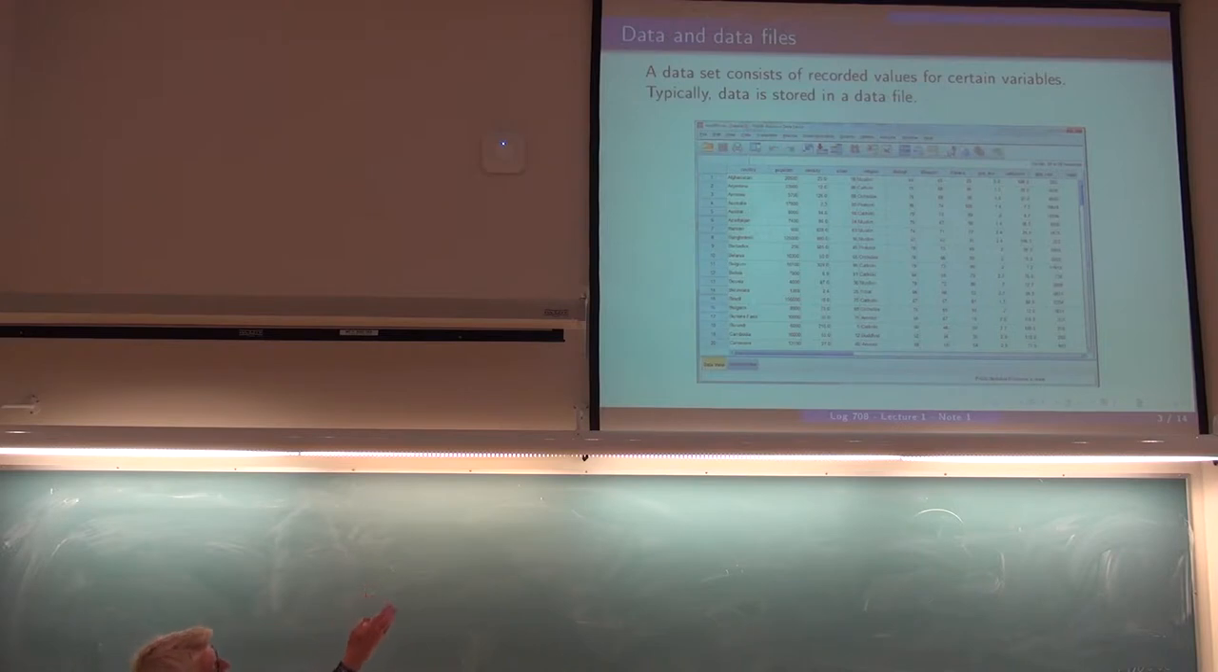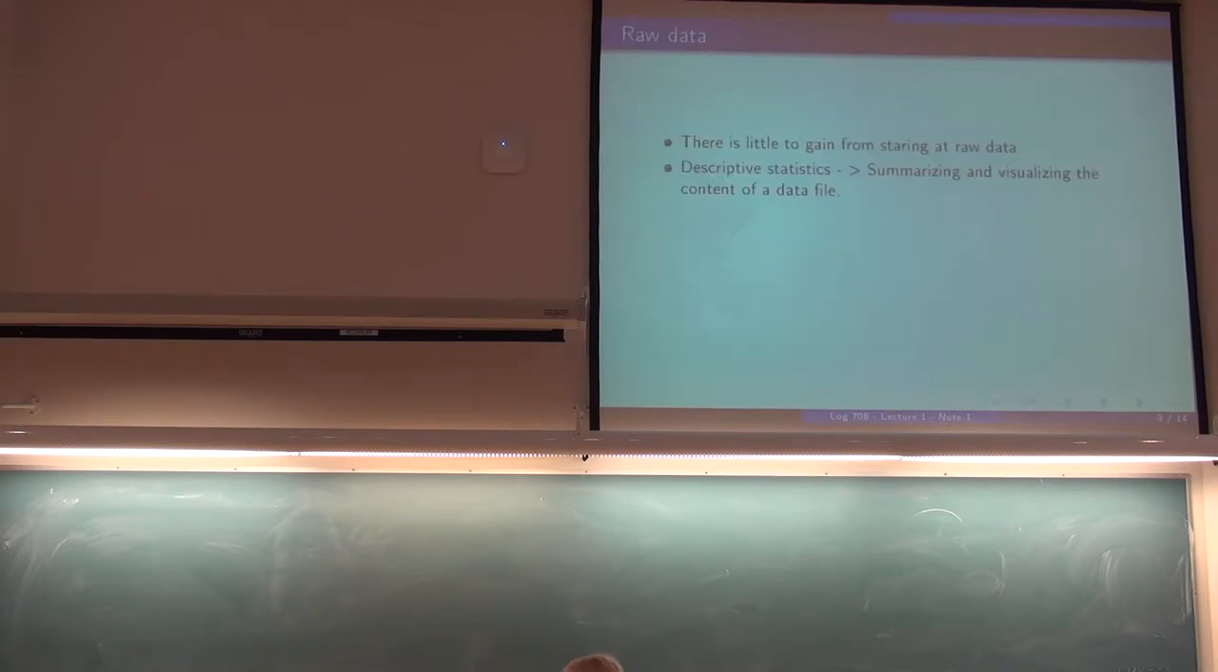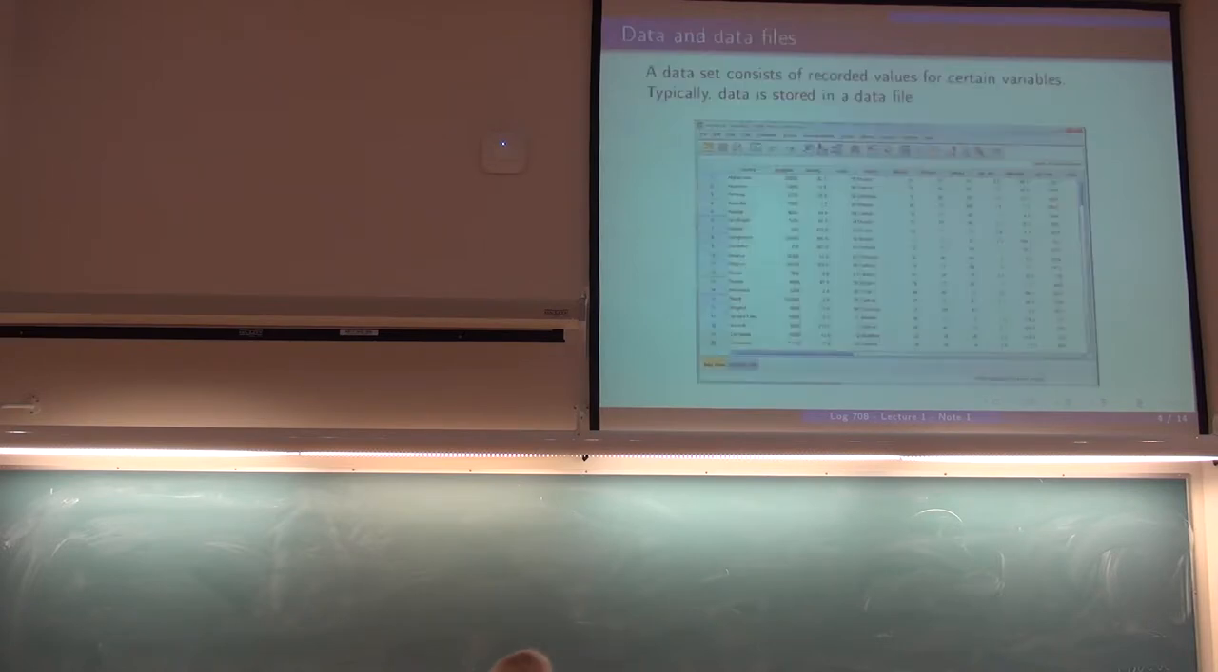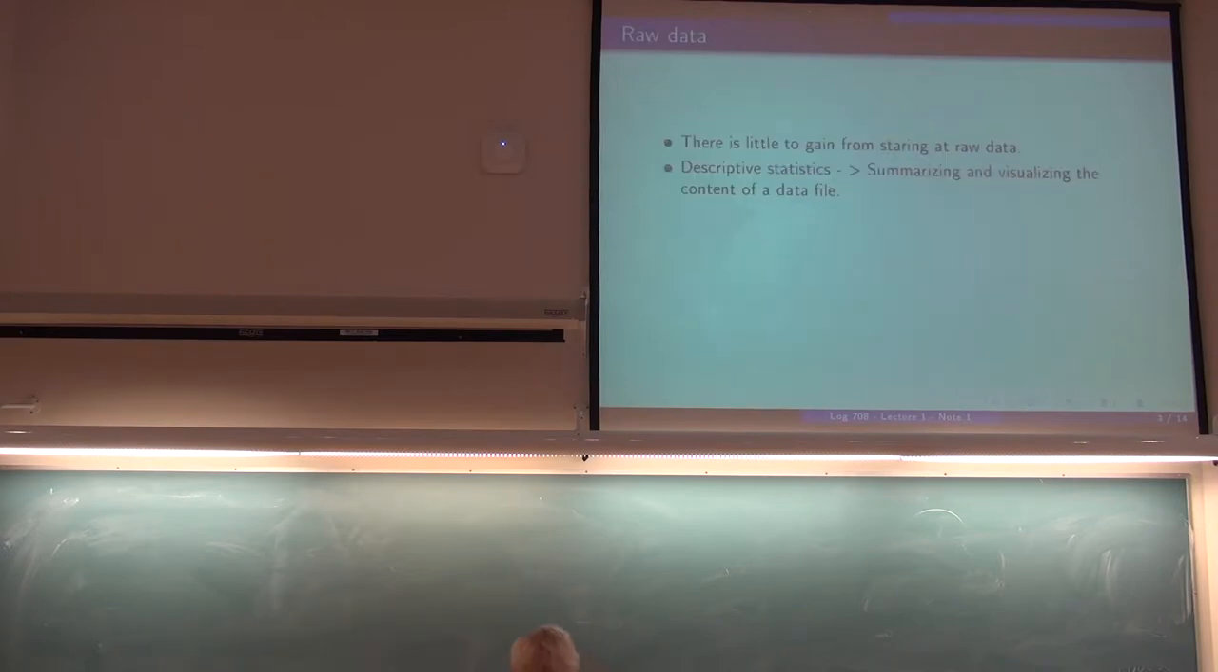What you see here, this is the file that I also showed you in the first lecture, I think. We did a little play on SPSS with this file. It's a set of demographic data from a set of countries. And this is basically what we call more or less raw data. And you really gain little understanding of what you're analyzing by just staring at this data here.